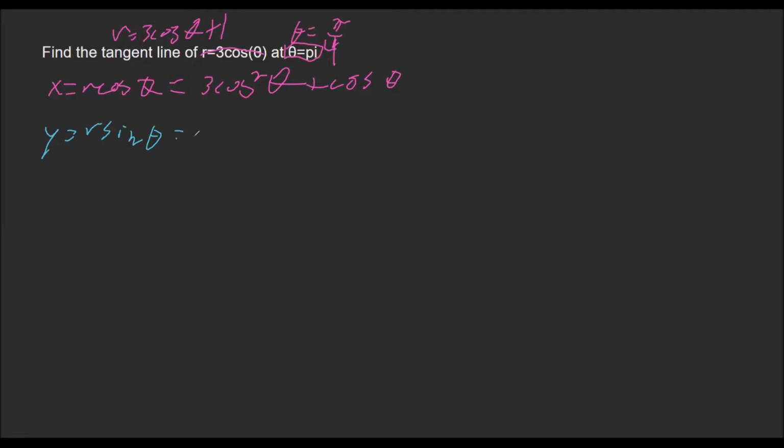From here, we need to find the y. And so we're going to use the same process, and we're going to distribute sine theta rather than cosine theta. And so this is equal to 3 cosine theta sine theta plus sine theta.